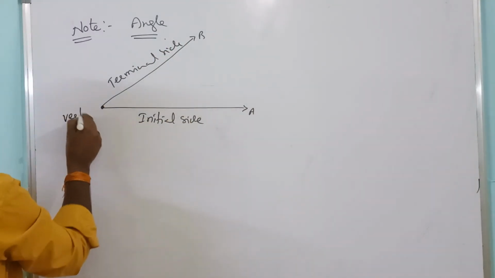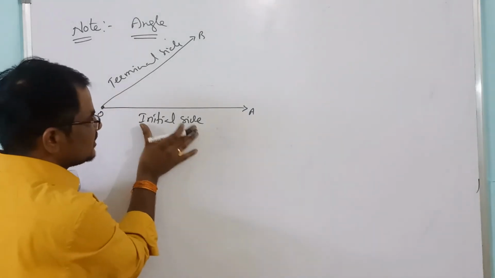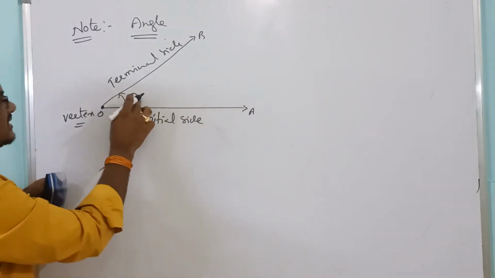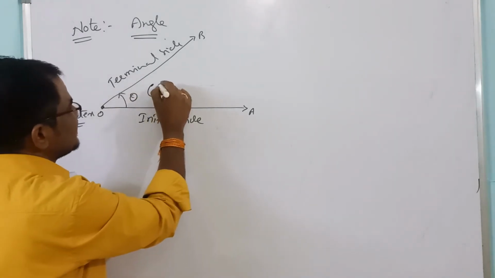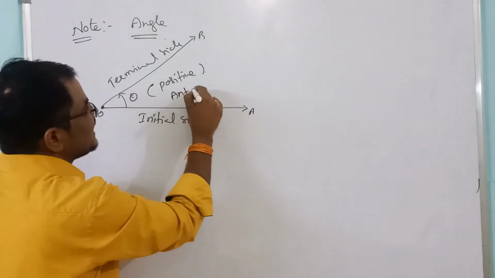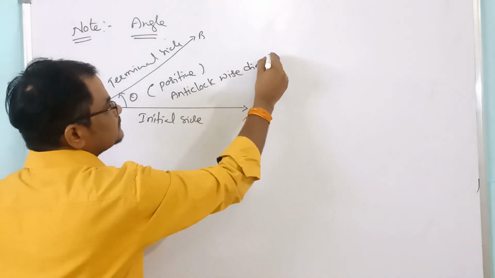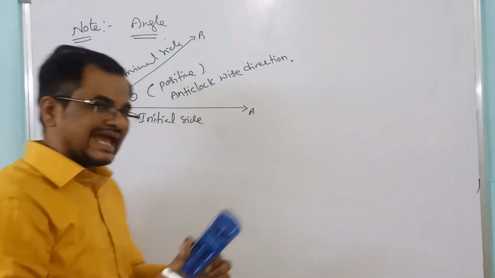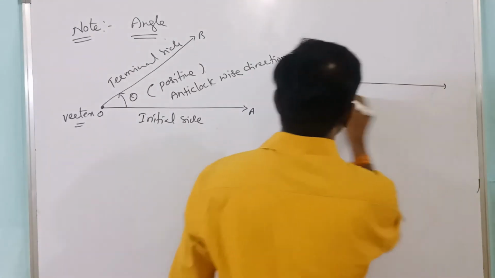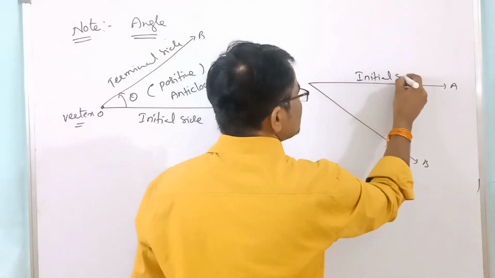This is the vertex, if you take O. So here the initial side rotates, and here some angle you will get. This is called what? This is a positive angle. Positive angle, how to get? By anti-clockwise direction. If that rotation is in anti-clockwise direction, then you will get a positive angle. Okay?